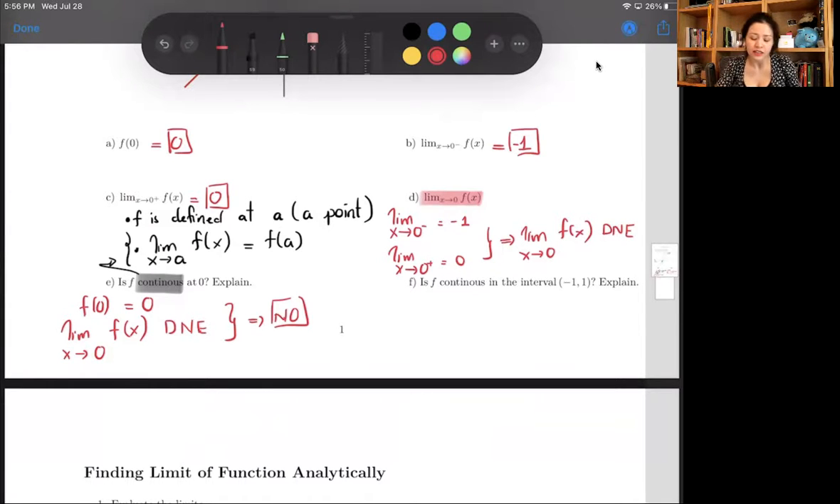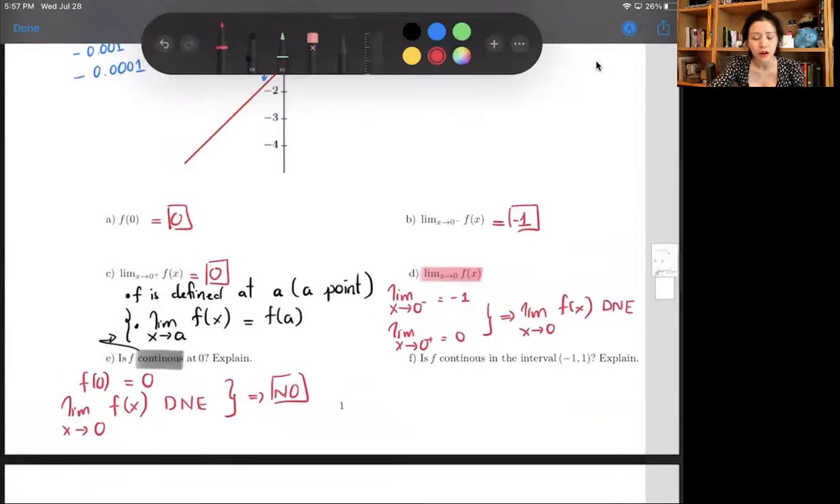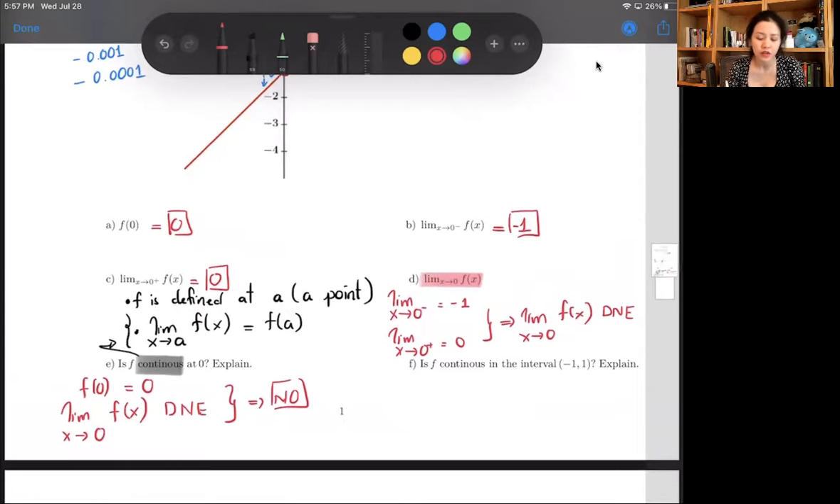Part F: is f continuous on the interval from -1 to 1? What do you think? Pause for a little bit and think this through before you answer this question. It's more like a critical thinking kind of question. From -1 to 1, notice that the interval contains 0. Let me highlight in yellow here. This interval right here contains 0.